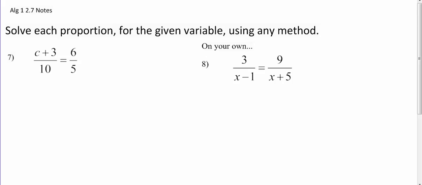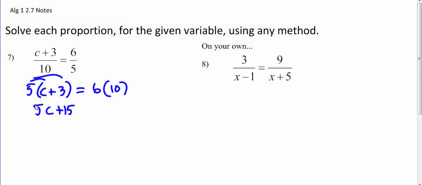All right, let's crank it up just a notch here with the cross products property. Again, we're going to solve the proportion, and I'm going to do 5 times the quantity of c plus 3 is equal to 6 times 10. As you're well aware, we need to go ahead and distribute that 5 here and here. So we'll have 5c plus 15 is equal to 6 times 10, or 60.